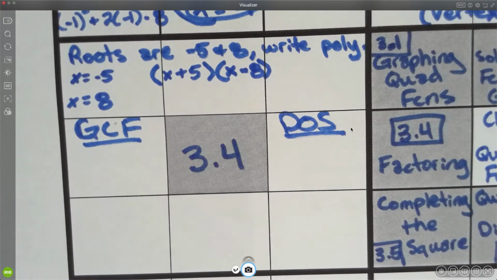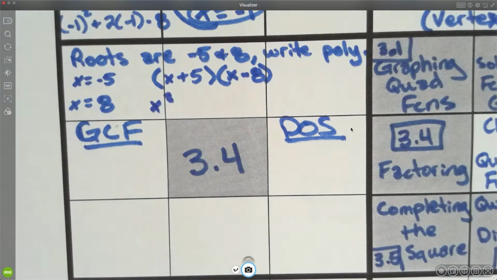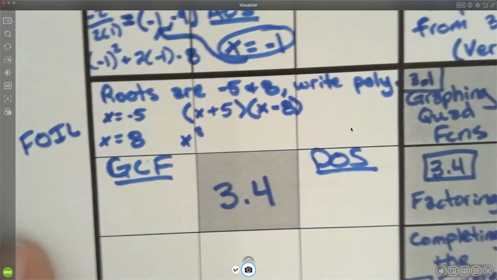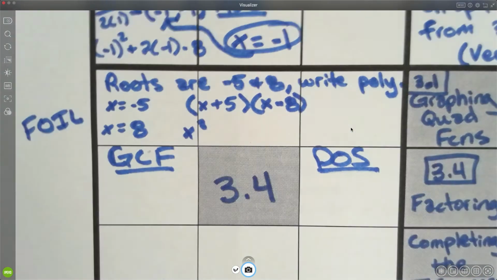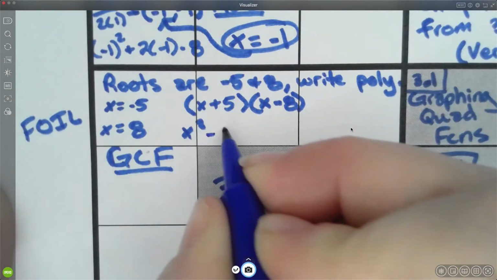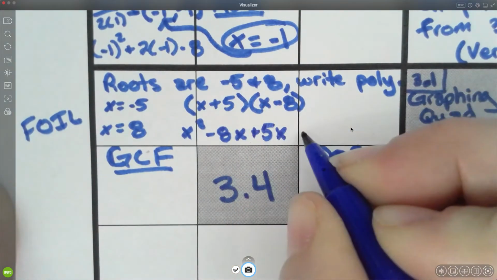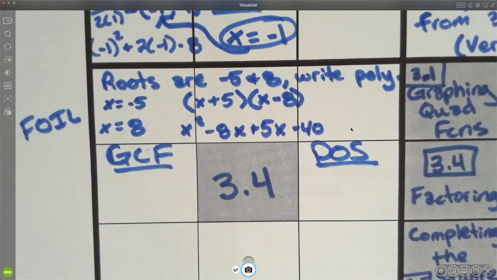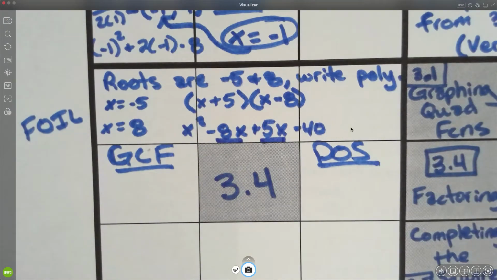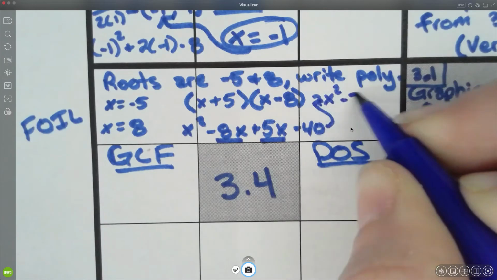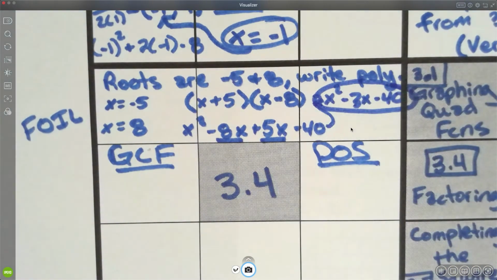You FOIL, right? Start with x times x, x squared. The outsides are x and -8, so -8x. The insides, plus 5x. Then 5 times -8 is -40. The two middle pieces can be put together: x squared minus 3x minus 40. You can check that by asking what multiplies to -40 and adds to -3. Is it -8 and 5? Yes. So this is kind of doing the reverse of what we've been doing before. Four problems left, and then we're done for the day.